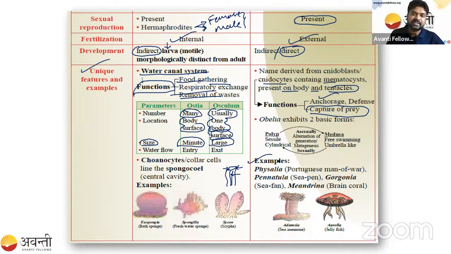So here you can see the examples like Hydra, Obelia. Okay. Next is the Pennatula, means a sea pen. Next, the Gorgonia means sea fan. Next is Meandrina means brain corals. Okay. So this is all about the Porifera, and next one is Cnidaria.